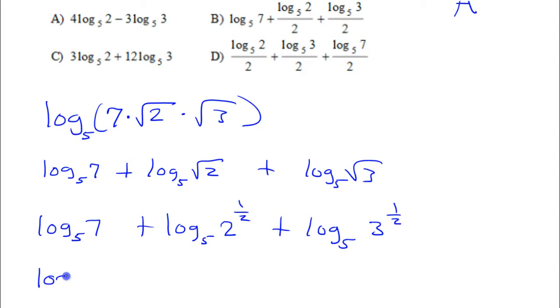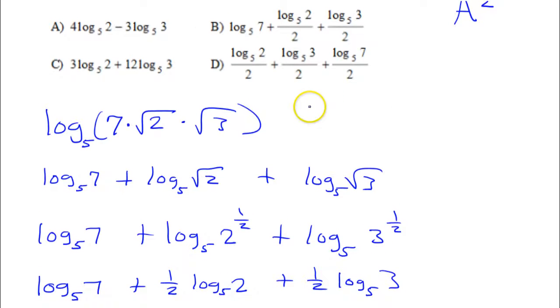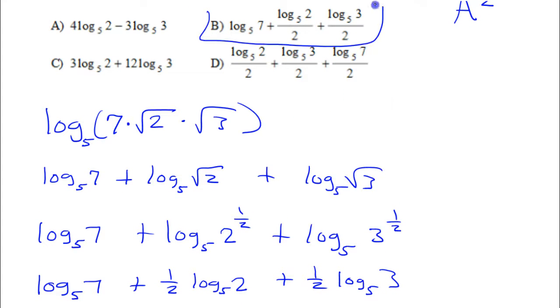So this didn't have an exponent, so that's just going to stay the same. But this 1/2 is going to come in the front and be 1/2 log base 5 of 2, and then 1/2 log base 5 of 3. Now this is getting pretty close to what we have up here. It's looking like B is going to be the answer.